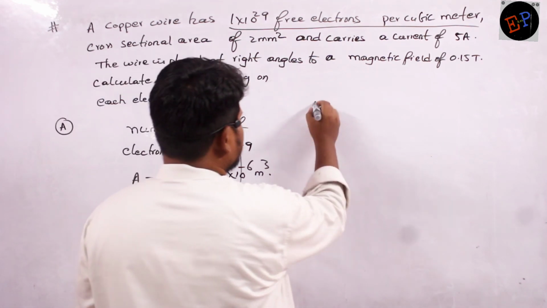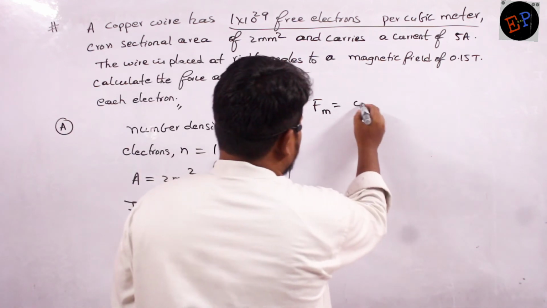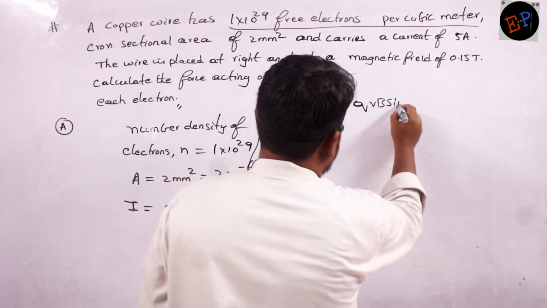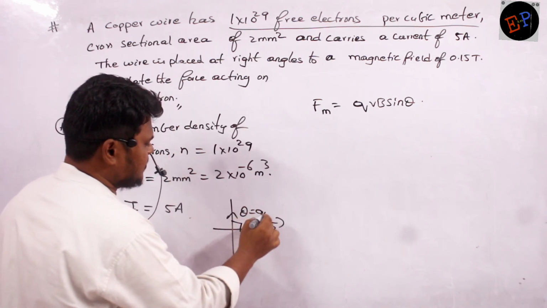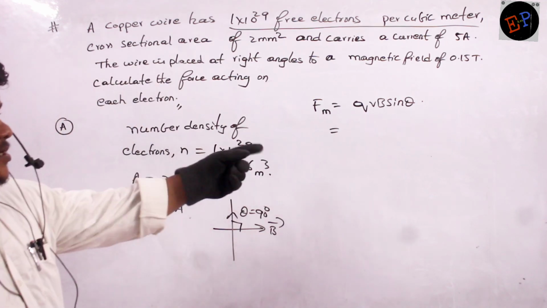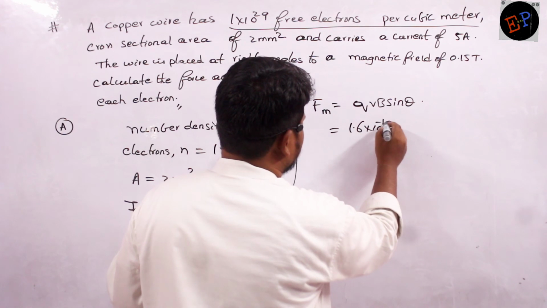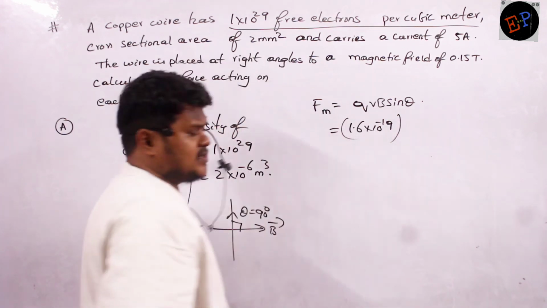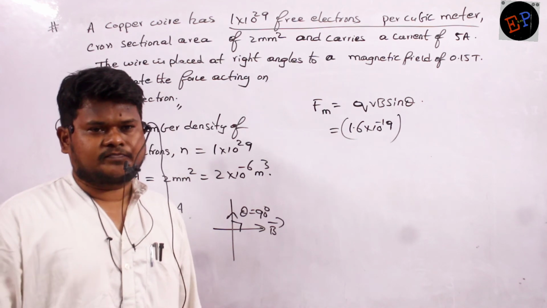Which force does each electron experience? It experiences the magnetic Lorentz force only. So Fm is equal to QVB sin theta. Theta value is 90. Q is the charge on each electron, 1.6 into 10 power minus 19. Velocity: what is the velocity of each electron? Is it given? Then how can you do it?